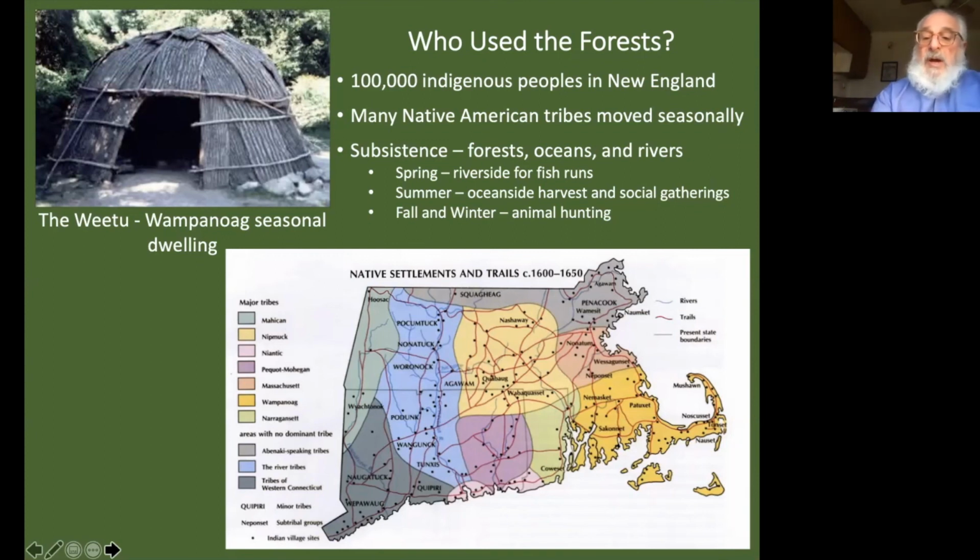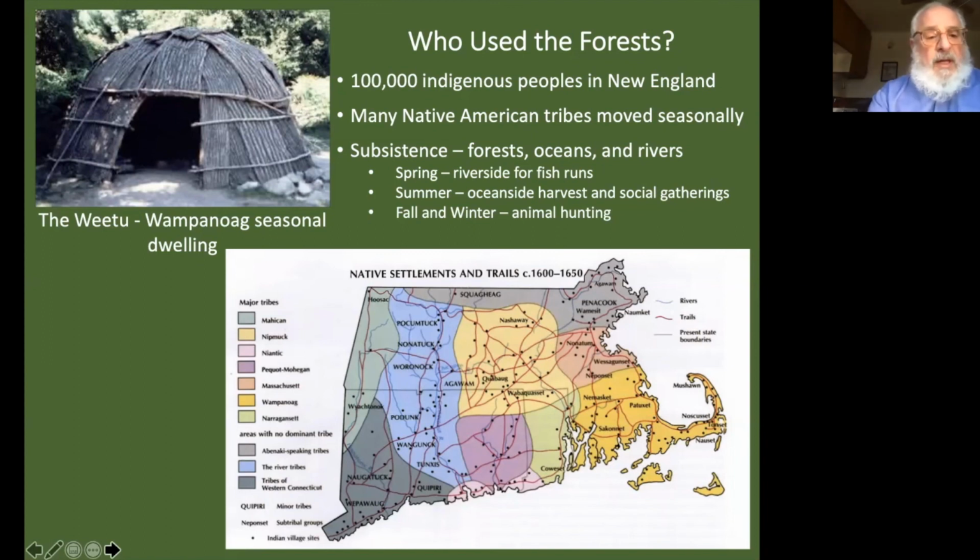In the summertime, they would go to the oceans for harvesting seafood, but also for social gatherings. And then in the fall and winter, they would, if you will, retreat or move to the forest for hunting animals. And that was the seasonal movement.